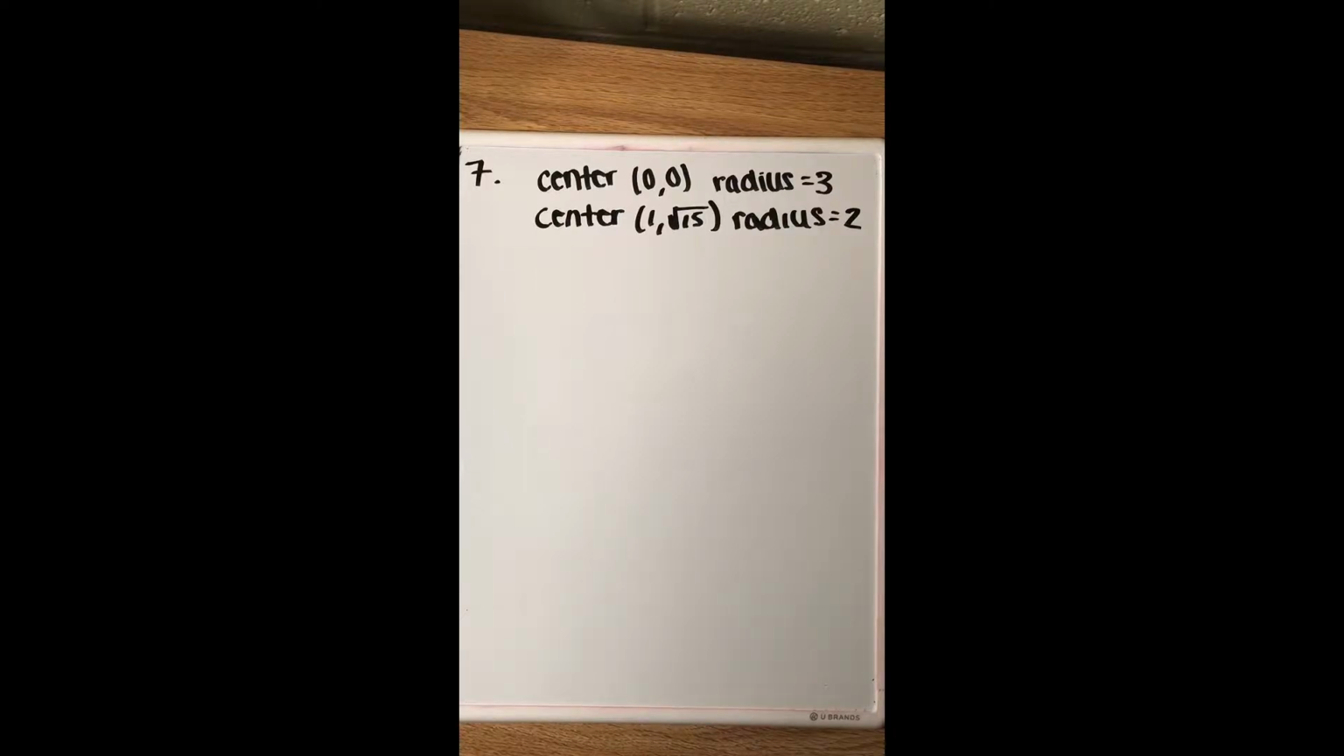I had number 7 on problem set 10, and we had changed the numbers so that the first circle has center 0, 0, and the radius is equal to 3, and the second circle has center 1, radical 15, and the radius is equal to 2. And the question was, find the radius of the smallest circle that contains both.